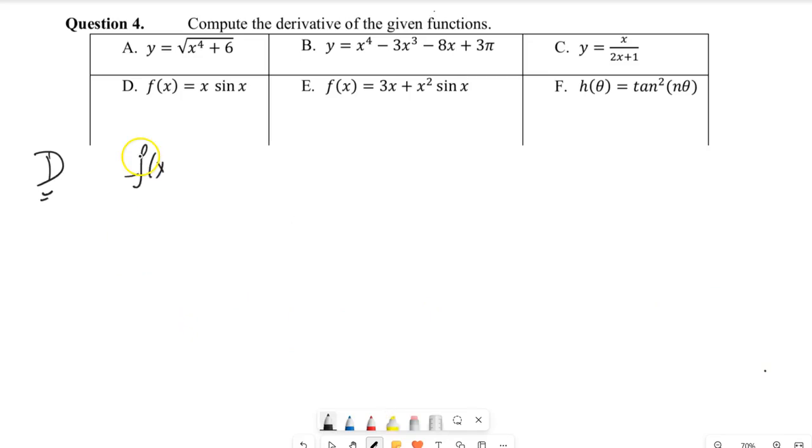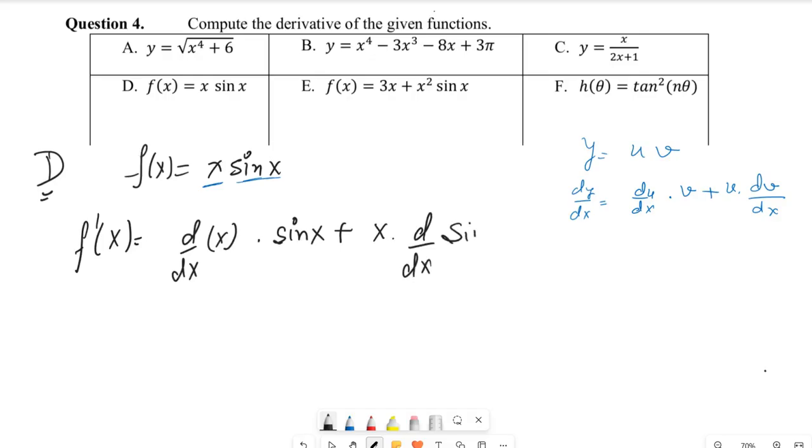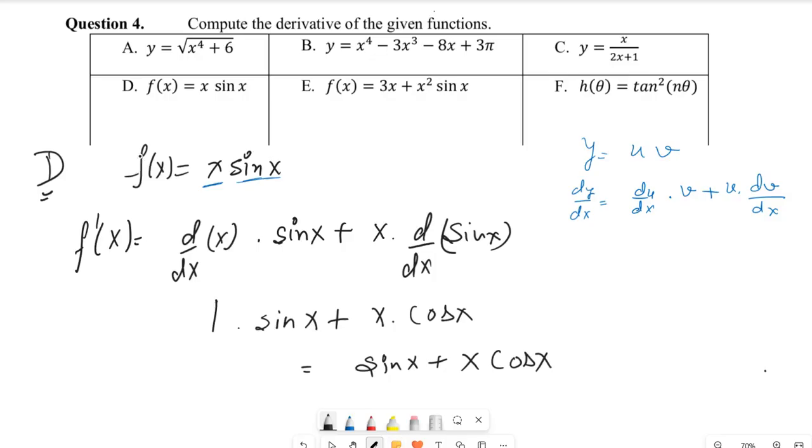Let's work on part D. f of x is x sine x. Here we have a product of two functions. If y is equal to the product of two functions, the derivative is the first function's derivative times the second function as is, plus the first function as is times the derivative of the second function. So let's work on that. We need to find the derivative of f. Derivative of the first function times sine x, plus the first function as is times the derivative of sine x. Derivative of x is 1, times sine x, plus x times the derivative of sine x, which is cosine x. The answer is sine x plus x cosine x.